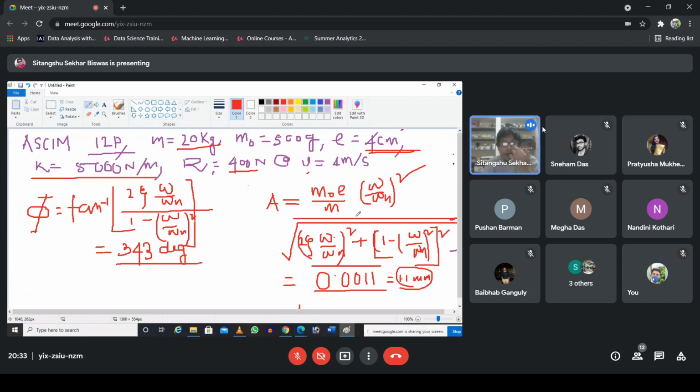Okay. Now at resonance, what will happen? At resonance, this omega will become omega n. So this term will vanish. Omega equal to omega n means that term 1 minus 1 is 0. So this term will vanish, and if this term vanishes, then the root will go. Only this term remains: M0 by ME, this one by this one.